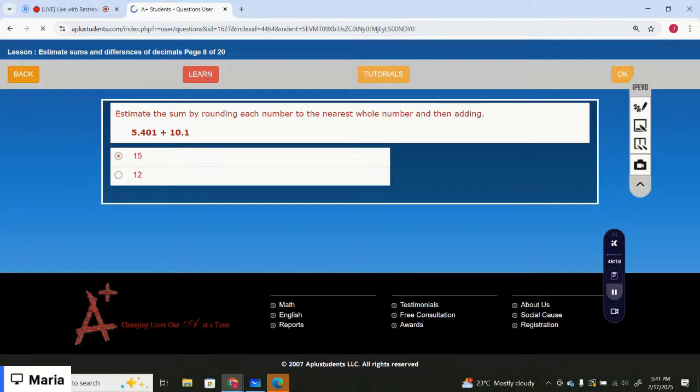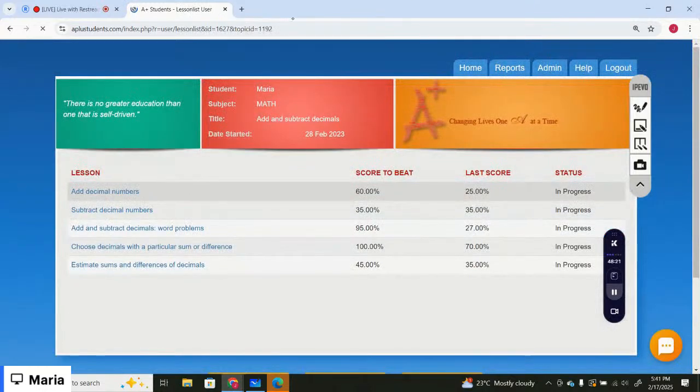So we were working on grade 4 math. The chapter we were working on is add and subtract decimals. The lessons we have covered today are add decimal numbers, subtract decimal numbers, choose decimals with particular sum or difference, and estimate sums or differences of decimals. So please make sure before the next session you complete all the practice questions for the lessons we just did. That is your homework until the next session.